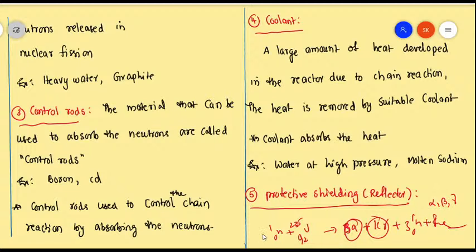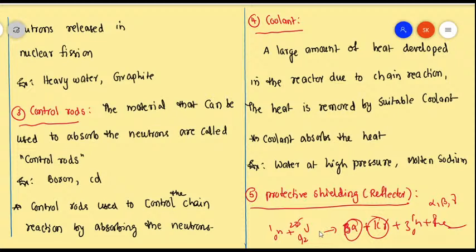In the nuclear reactor, the nuclear reaction takes place. In the nuclear reaction, what happens? Harmful radiations will be emitted. If that harmful radiation enters into the atmosphere, it can damage the surroundings of the nuclear reactor, and it can damage the people, the animals and the plants which are around the nuclear reactor.